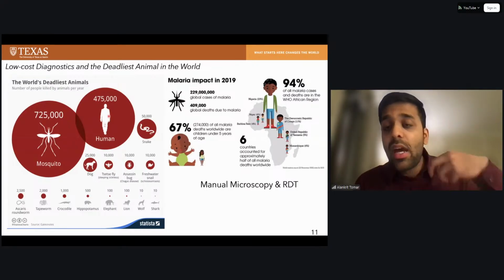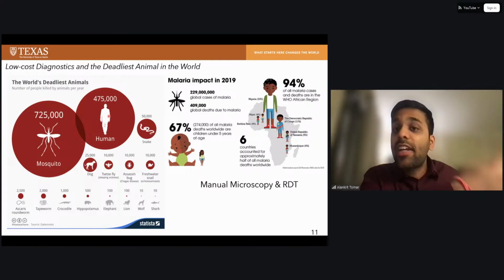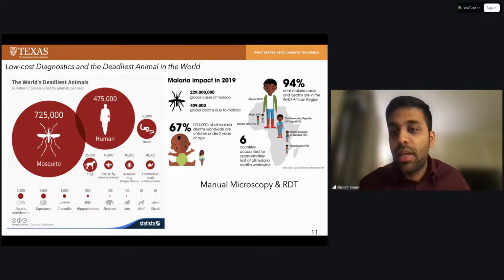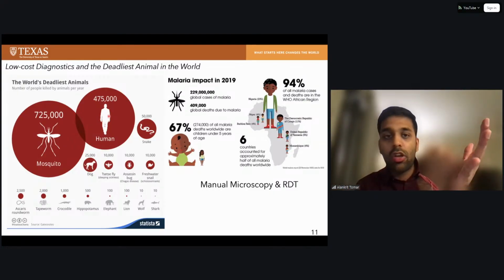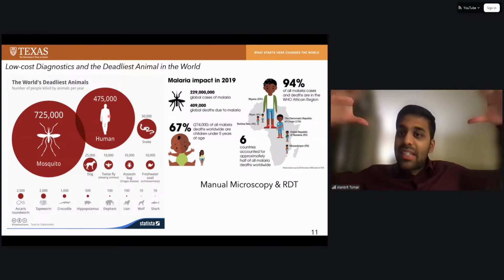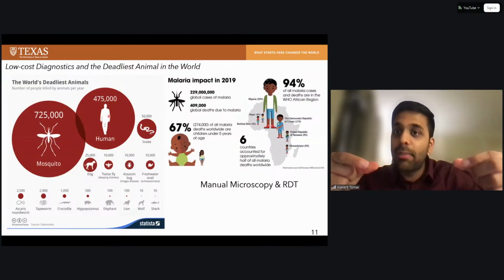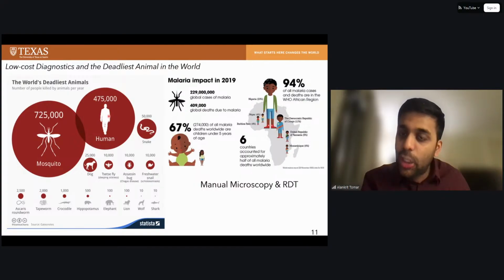So the main diagnostic technique, the way to detect malaria currently, is manual microscopy. And what this involves is that a blood sample is taken of a person, a slide is created, and a person sits at a table under a microscope and investigates the blood sample. And this process is really slow.